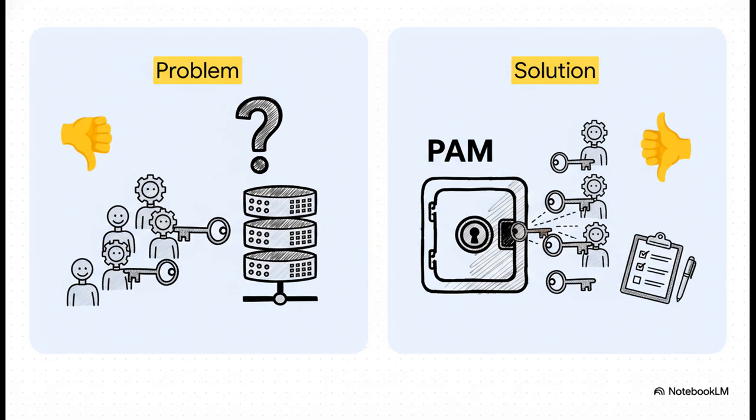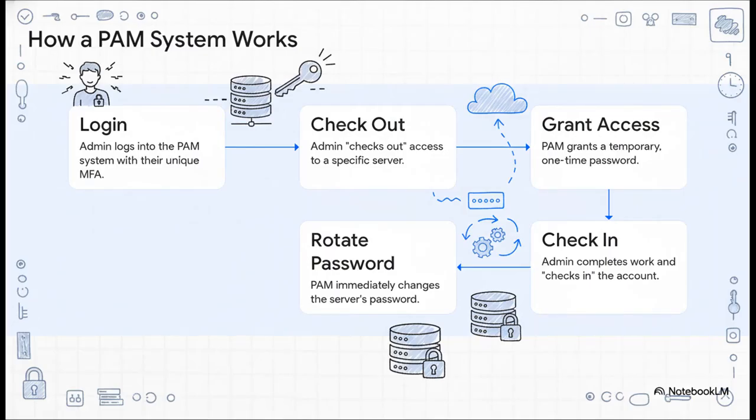The proper solution is a privileged access management, or PAM, system. It's basically a highly secure digital vault for these credentials. So how does it actually work? Well, the library analogy is perfect. An admin logs into the PAM vault. They check out the credentials they need for a specific server. The system gives them a temporary one-time use password. They do their work, and when they're done, they check it back in. The moment they do, the PAM system reaches out and immediately changes the real password on the server. The result? No one ever knows the permanent password, and every single action is logged and accountable.